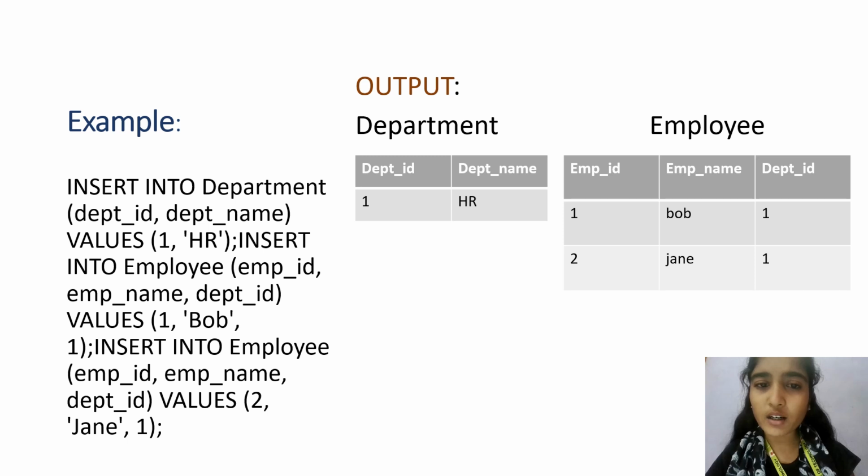So here is the example. We have taken two tables, department and employee, and I have inserted values into the department and employee tables. After inserting, the output is: the department table consists of department ID and department name, whereas the employee table consists of employee ID, employee name, and the department ID.